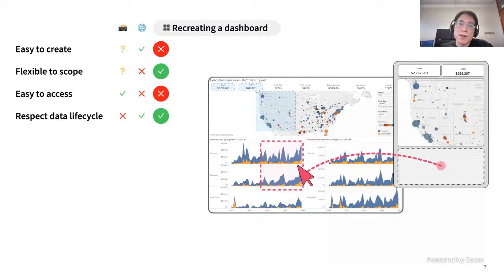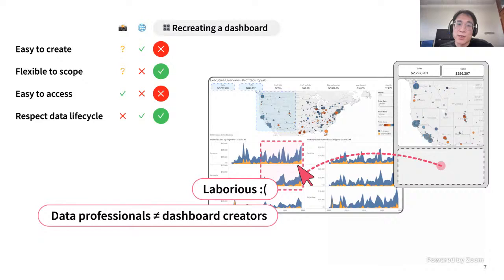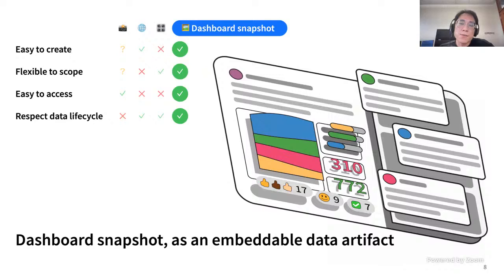Some might recreate another dashboard for consumers. However, this is highly laborious given that data professionals are not necessarily able to create dashboards or other complex data sources, and it also forces them to switch between data and conversation. So to overcome these challenges, we propose Dashboard Snapshot as an embeddable data artifact on a collaboration platform.